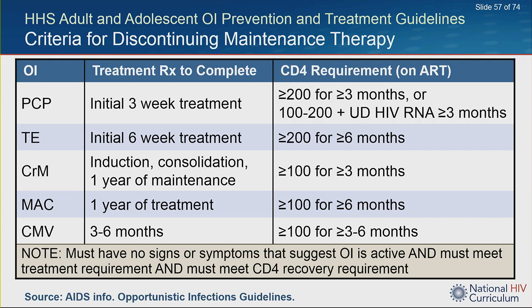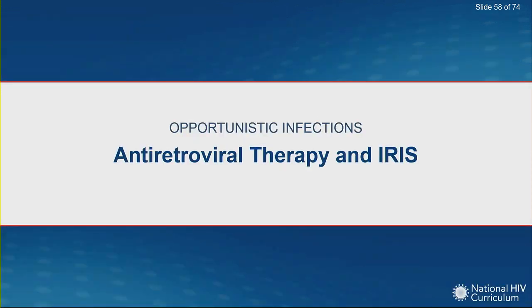With MAC, disseminated MAC, again, 1 year of treatment would be recommended. Very high organism burden throughout the body. And you want to be able to have a prolonged therapy to get rid of all these antigens. And again, you've got to be above 100 for at least 6 months. And then CMV, for CMV retinitis, you have to have had at least 3 to 6 months of therapy and then crossed over that threshold of 100 for at least 3 to 6 months. So you can see that for the OIs, they're not all the same. The big one to keep track of and remember is the cryptococcal meningitis is one that you're really going to need to have on a longer period of time.